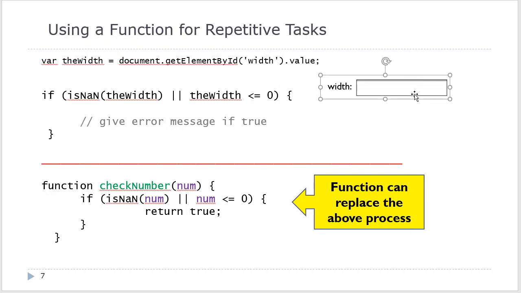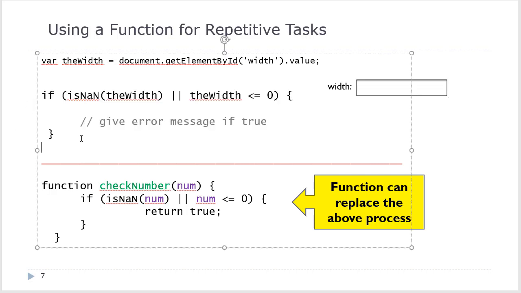Now, I only have one text box, but in reality, you might have 10, give or take. And if you needed to check every value, you would need to go through the same routine. In this case, we're checking for a valid number. So here's our if condition. We're saying if is not a number, which is a built-in JavaScript function.